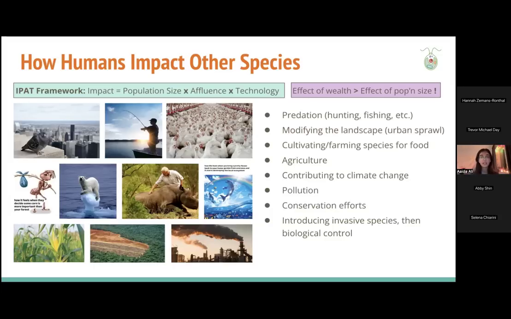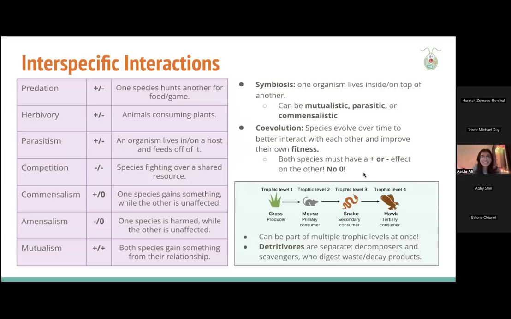And then finally, we have invasive species. So sometimes we introduce foreign species to a new land and they just kind of destroy the ecosystem. And if this happens, sometimes we also introduce biological control. And so biological control is just another species that is used to control the population size of the invasive species. Okay, and the next slide.